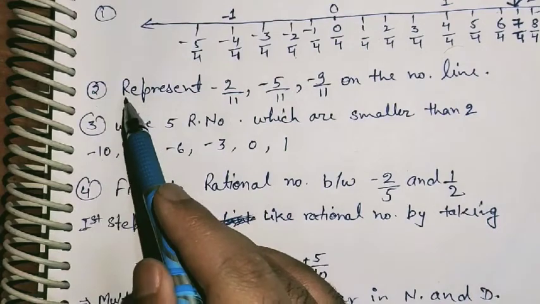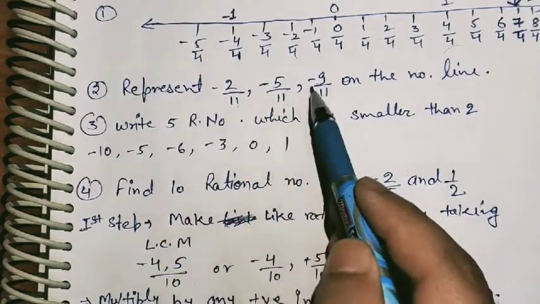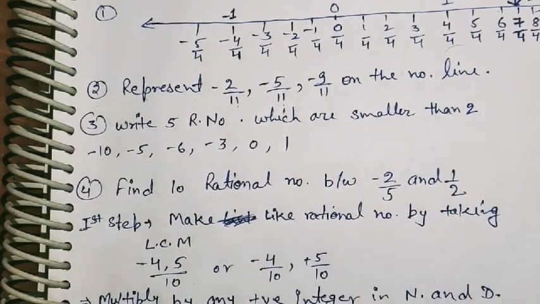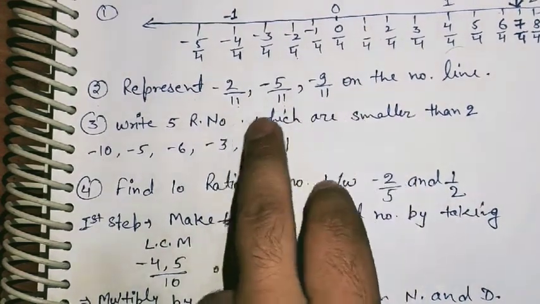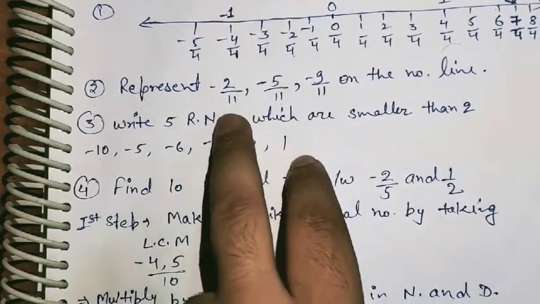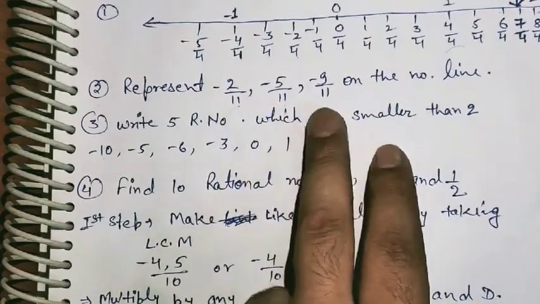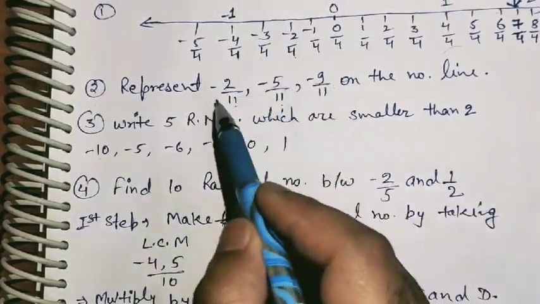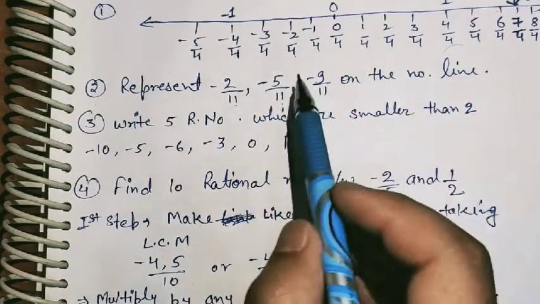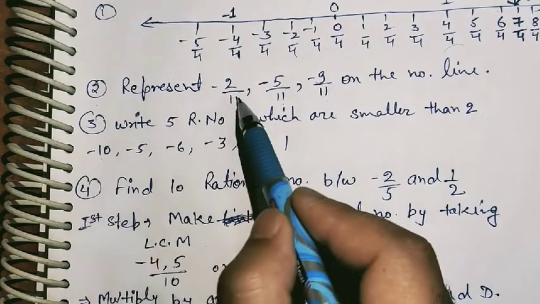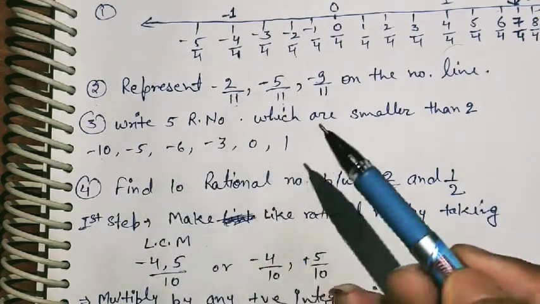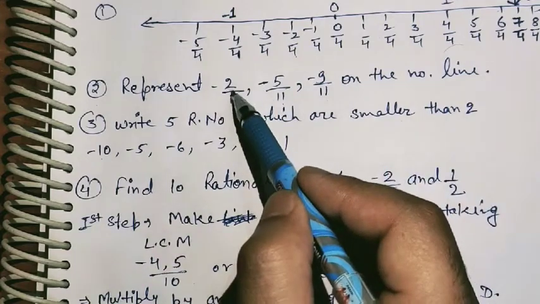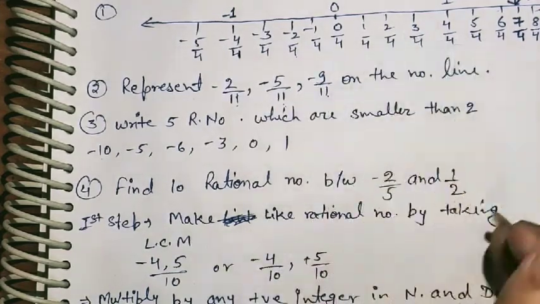Second part, represent minus 2 by 11, minus 5 by 11, minus 9 by 11 on the number line. As we can see, the denominator of each rational number is the same. It means the given rational numbers are like rational numbers. So we can represent all given rational numbers on one number line. So what is the procedure? You have to draw a number line, put 11 in the denominator of each integer. Then you can represent minus 2 by 11, minus 5 by 11, minus 9 by 11 by arrows.